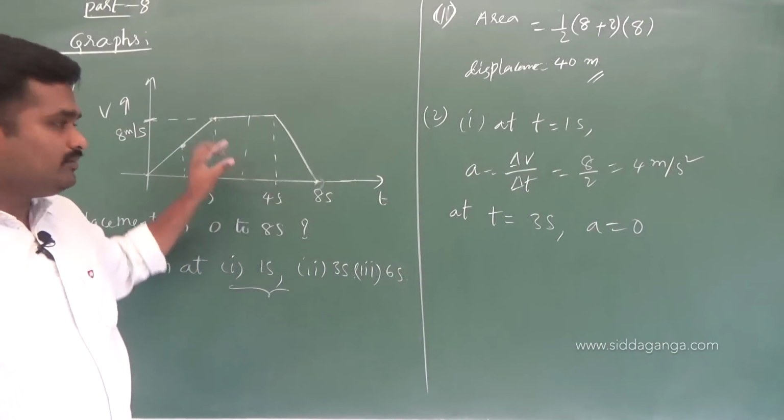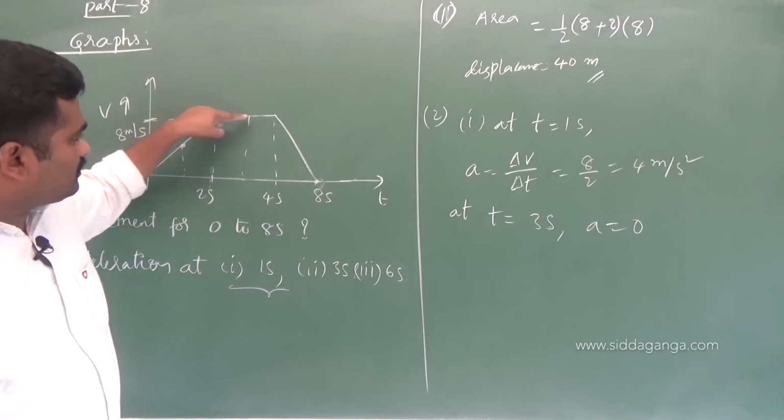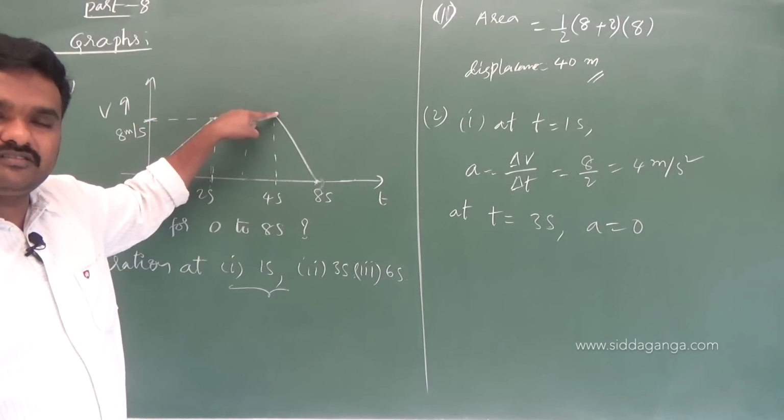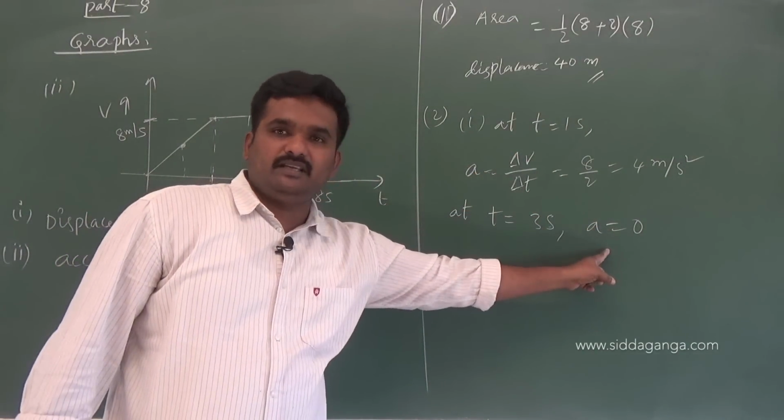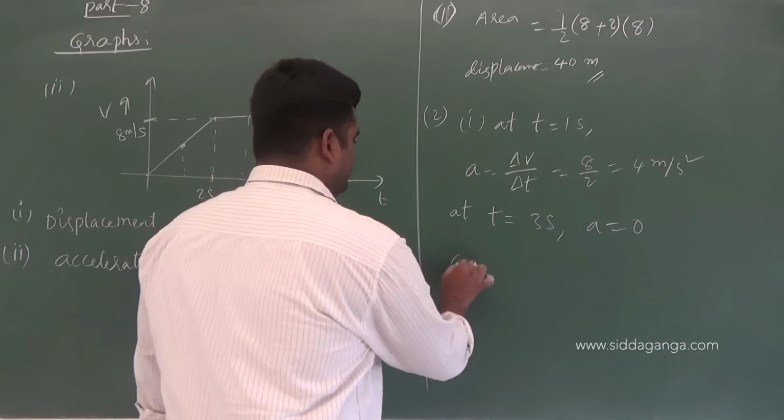Delta t value you are having, but what is the value of delta v? Throughout all the points v is constant. That means v2 minus v1, delta v, is 0. So if delta v is 0, then acceleration will be 0. Next one is what?